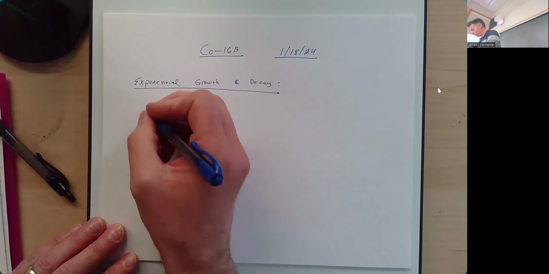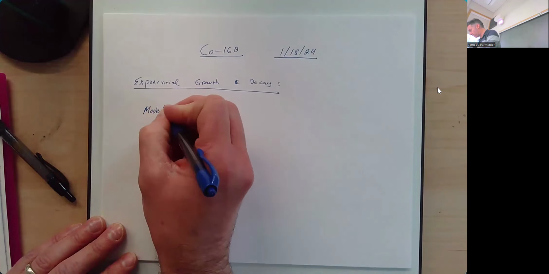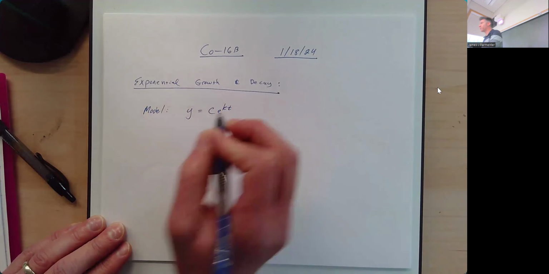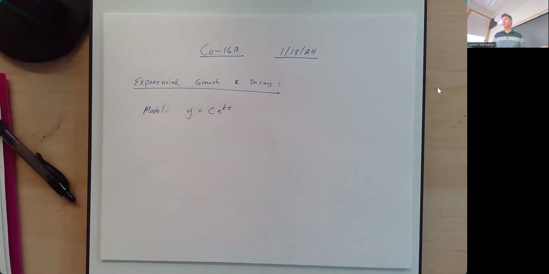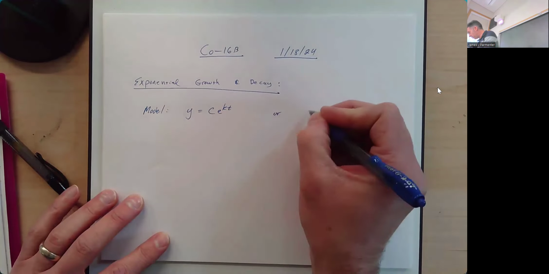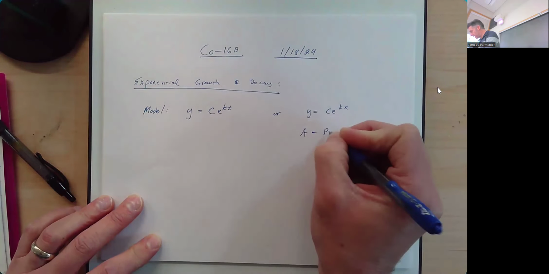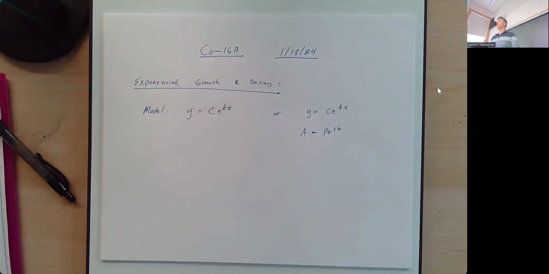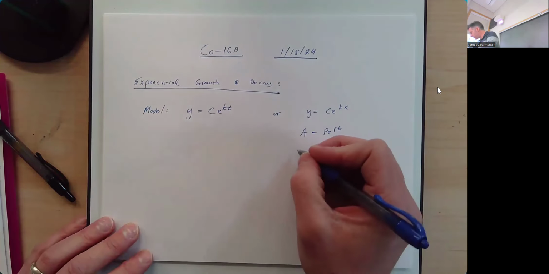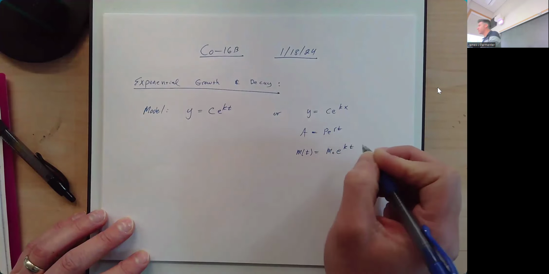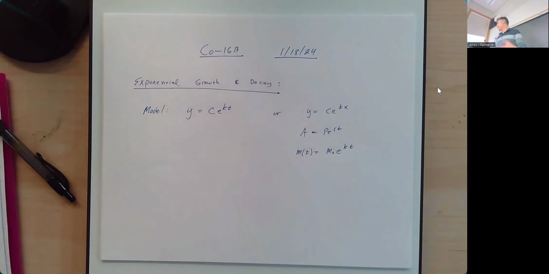You want to think about the fact that our model for exponential growth and decay is usually expressed as y equal to c e to the kt. There are lots of other ways of writing this using different letters for the constants, right? You might see it as y equal to c e to the kx, or A equal to P e to the rt, or any number of ways of writing the same darn thing 100 different ways. One more, you might see M of t equal to M naught e to the kt.